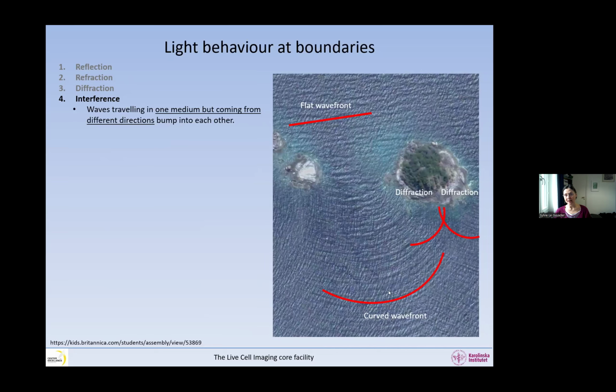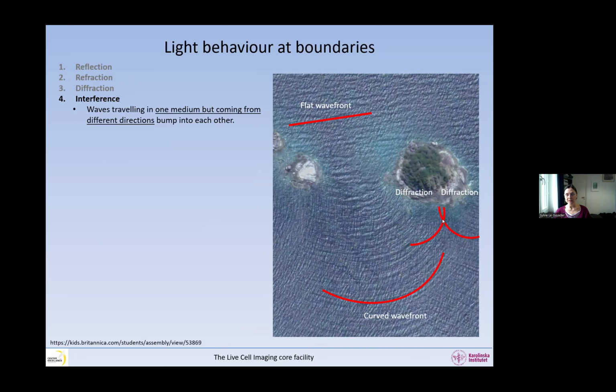wavefront is bent after an obstacle. So again, here we have the surface of the sea. We have a flat wavefront here, and here we have an obstacle that the waves cannot go through, so they bend on the edges. Here we have a curved wavefront. Here we have also a curved wavefront. All this is due to diffraction.